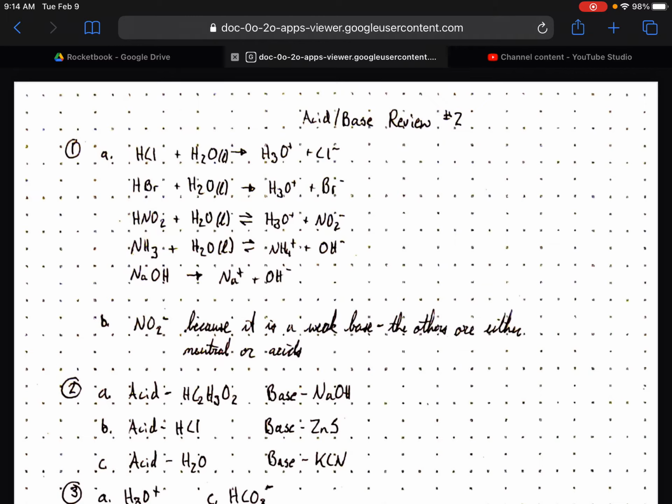On B, we know that NO2 with a minus, the nitrite, would have a significant capacity to react with a hydrated proton. In other words, it will react with a proton because it's a base. Chloride, bromide, those are neutral. Ammonium is an acid, so it's going to donate a proton. It's not going to react with the proton. So that's why we chose nitrite.